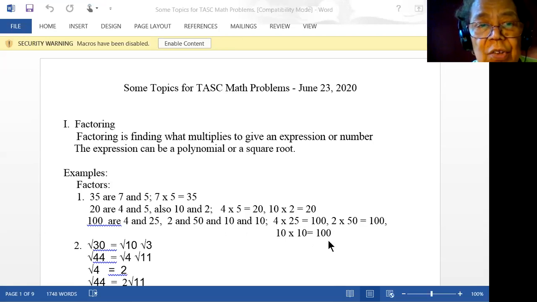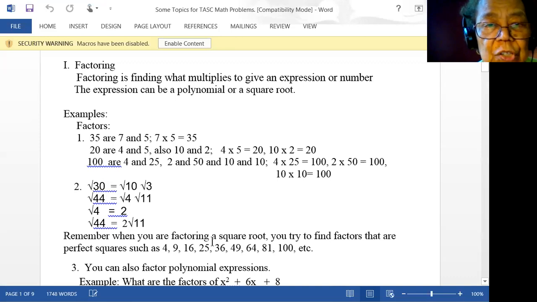Not only can you have factors of numbers, but you can have factors of square roots. Let's look at this example. Square root of 30. What are the factors of 30? Well, 10 and 3 are factors. Of course, there's some others, but we are only listing these. 10 times 3 is 30, so you can factor it into two square roots, 10 and 3.